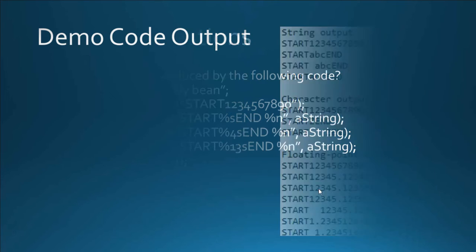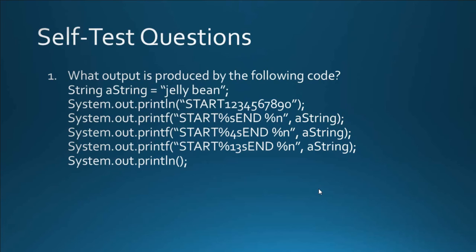All right, so let's just go ahead and move to our self-test questions here. Here we have a string equal to "jelly bean". We want to know what output is produced by the following code. System.out.println("1234567890"); System.out.printf("start %s end %n", a string); printf("start %4s end %n"), and then "start %13s end %n"; System.out.println().